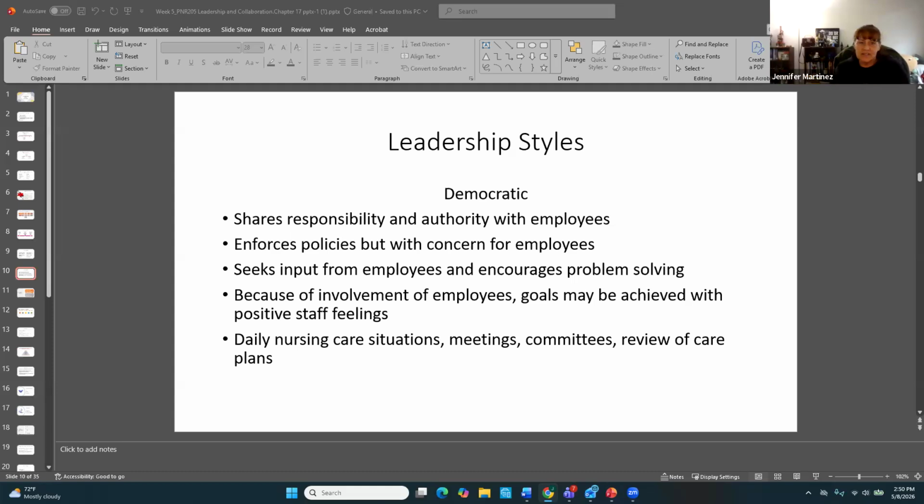Like I said, you have an excessive number of falls. You're getting pressure areas developing, right? There are other concerns. Let's all sit down together, talk about it, and come up with some ways to solve these problems. Because of the involvement with the employees, goals can be achieved and the staff will be positive. So when can we use this? We can use the democratic style in just the normal everyday nursing situations: during meetings, committees, reviewing care plans. We're encouraging that feedback from employees.